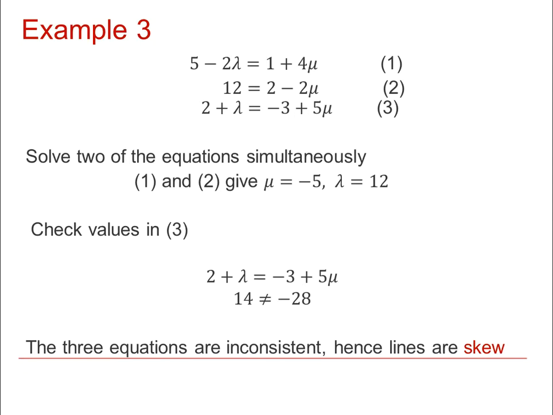If you now take those values of lambda and mu and substitute them into equation 3, we find that we get something which says that 14 is equal to negative 28. Obviously that's not correct, and therefore these are inconsistent with each other, so that we have skew lines. Had the equation been correct, then we would have found a single point and we could work out the point of intersection.